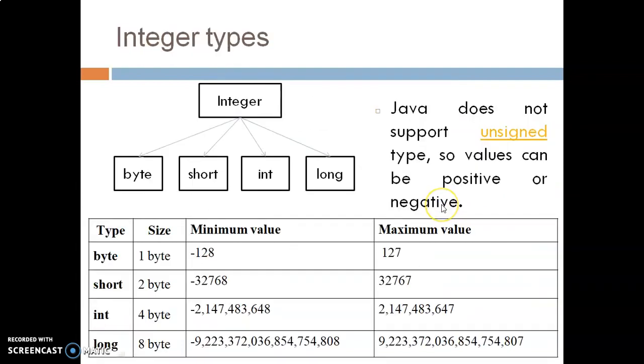When we are talking about the integer types, you can see here the integer data type. It is divided into four parts: byte, short, integer and long. It means when we are using this data type in our program, you can use any one from this list: byte, short, integer or long, according to the requirement of memory size. The byte is of size 1 byte. For short, the memory size is 2 bytes.